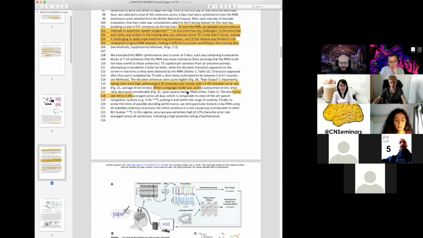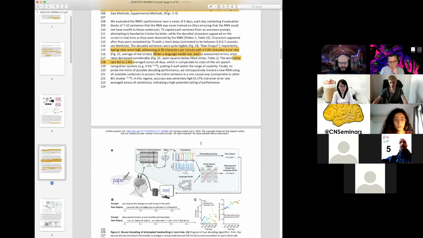But also, they used what they called a language model, which is basically an autocorrect. So it's a model that knows a vocabulary of a few 100,000 words, and that can detect the probability of what character comes before and after which one and everything, so it can correct these errors.